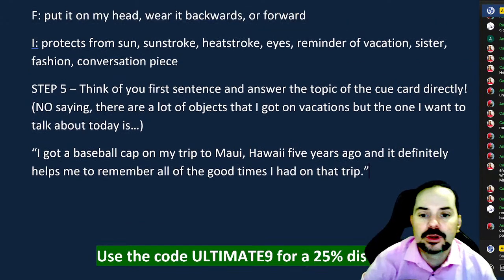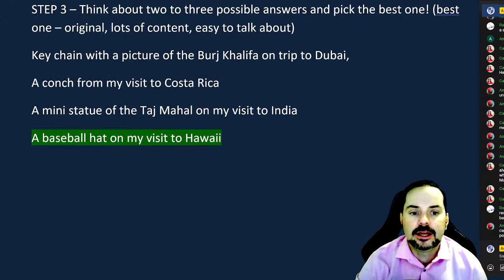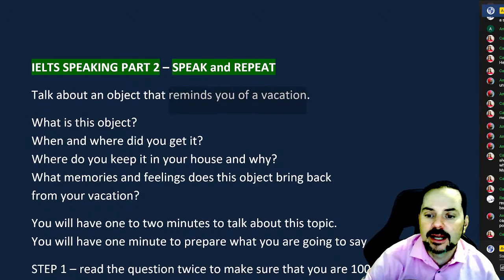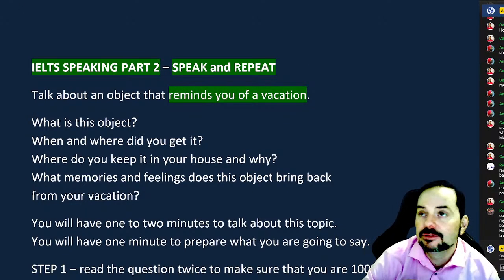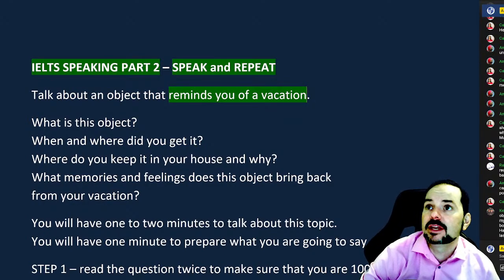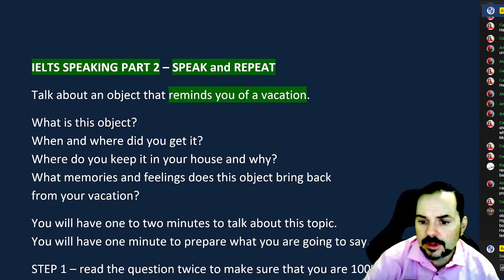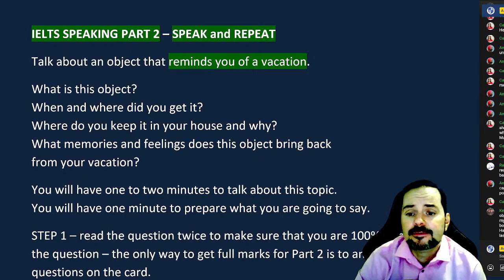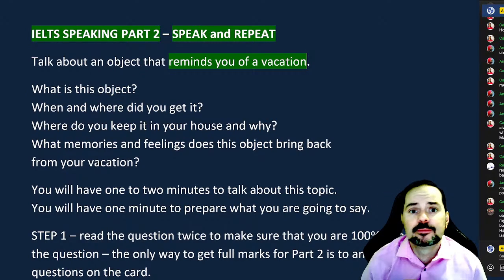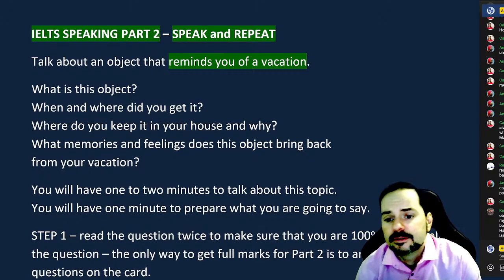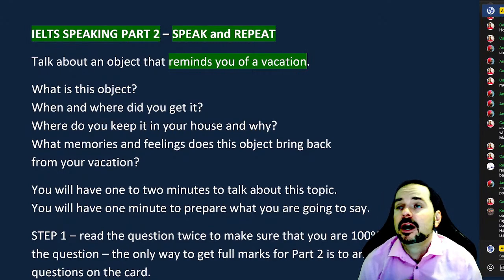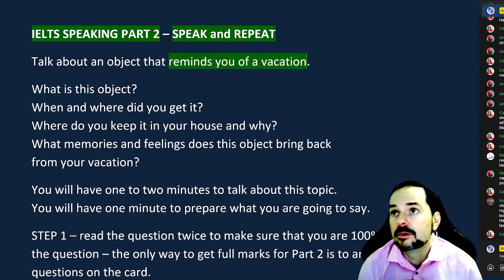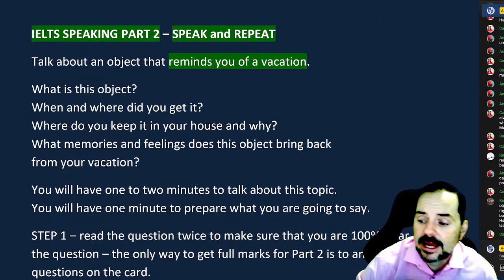Cass, again, remember, you have to use the main elements of the question. So here, it reminds you of a vacation. You have to include reminds me of the vacation in your first sentence. Anish, if you're visiting Christian churches, then yeah, if you bought a religious item like prayer beads or a crucifix at one of those churches, or maybe a card, a postcard that helps you to remember or reminds you of that visit, then you can talk about that. Absolutely. Okay.